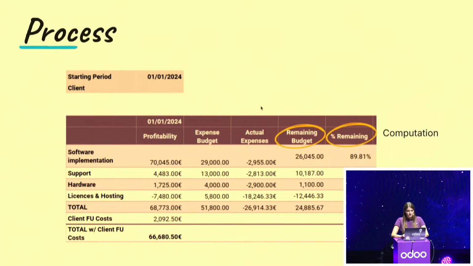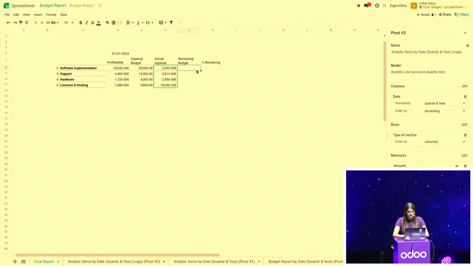Now I need just to compute my remaining budget. And for that, that's a simple computation. So I will simply say that the remaining budget is actually the expense budget plus the actual expenses, because this amount is negative.